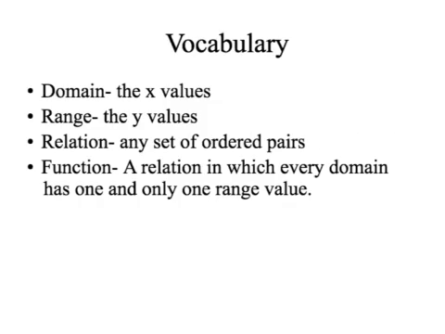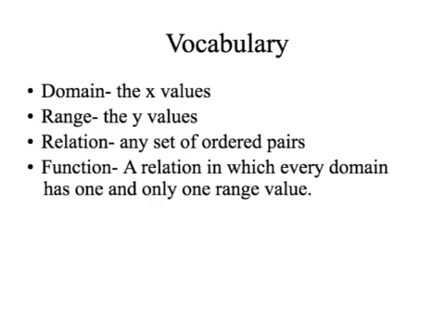Some definitions. Domain is your x value. The range is your y value. So if you have an ordered pair, your x is the domain, your y is the range. A relation is any set of ordered pairs. So anytime you have one ordered pair or multiple, it is called a relation. And then for a relation to be a function, every domain can only have one range value.